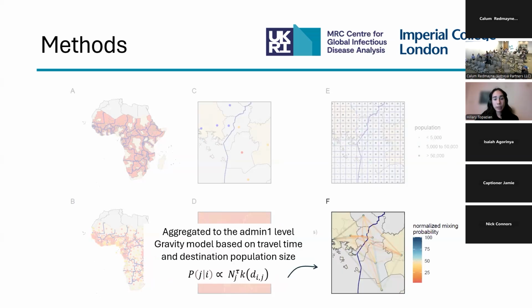And then combining these two things, we calculated mixing matrix values using a gravity model, which was dependent on the population size and the travel time. And then we aggregated the mixing between all these grid cells back up to the admin 1 level to get a final 8 by 8 matrix to use.